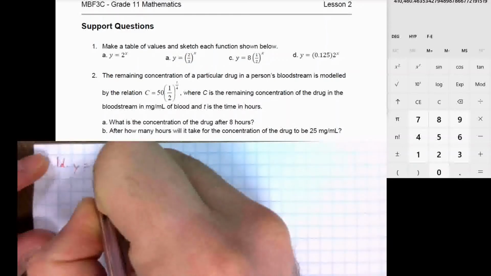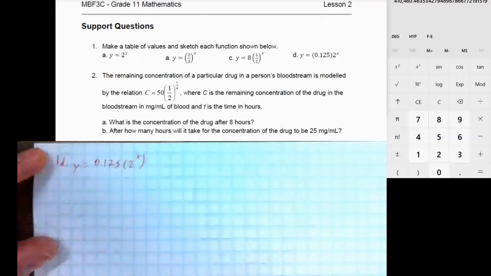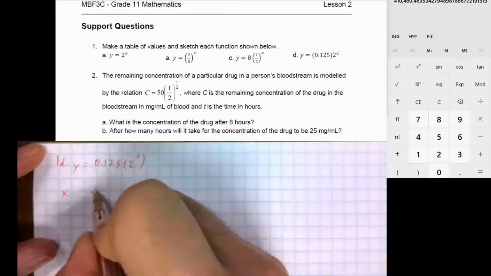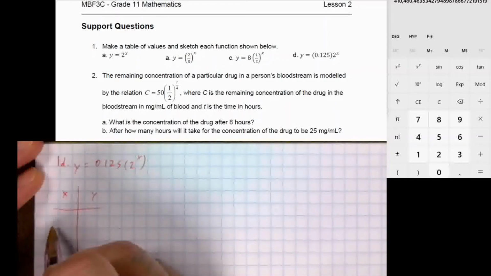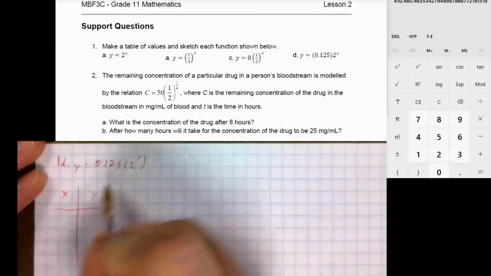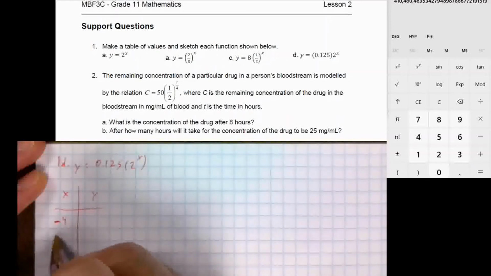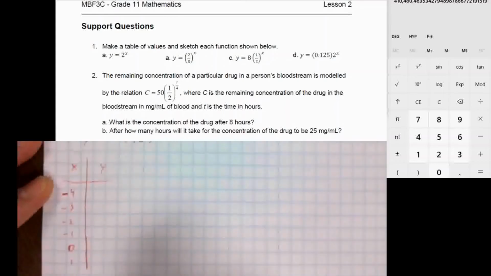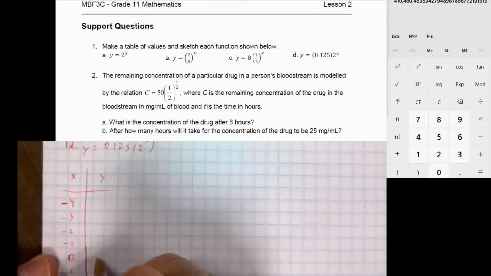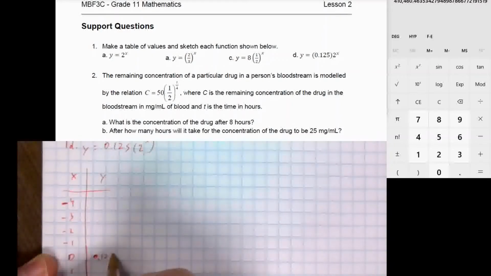So let's see here. For 1D, I have y equals 0.125 times 2 to the power of x. So in this case, for my x, y values, let's choose something a bit greater here. So let's go with, we'll do -4, -3, -2, -1. We'll do 0, and then we'll do 1. So at 0, I will have 1 for this term, and I'll have 0.125 over here.